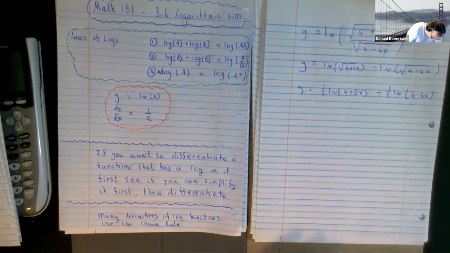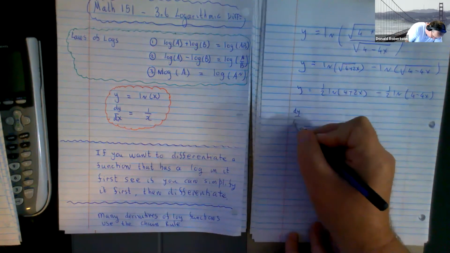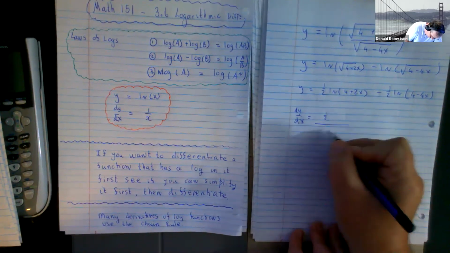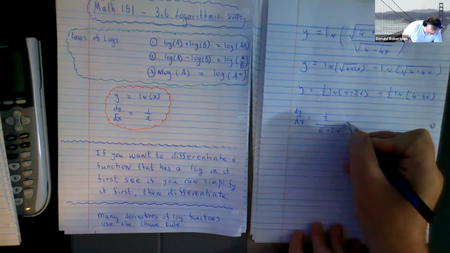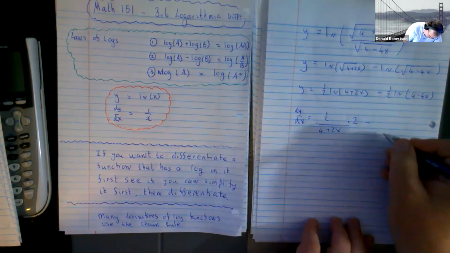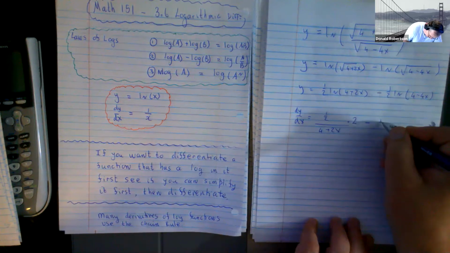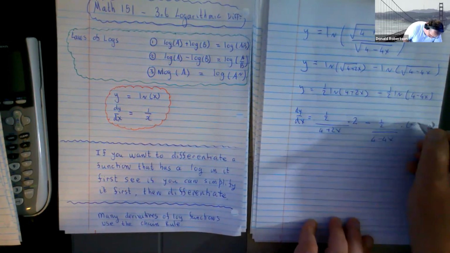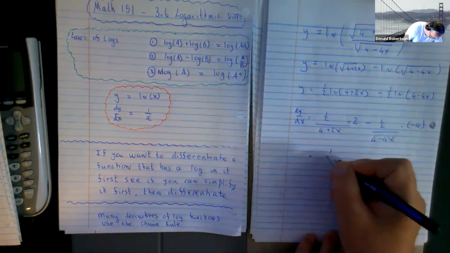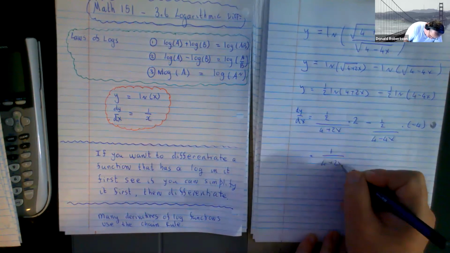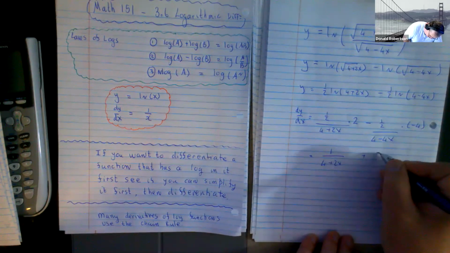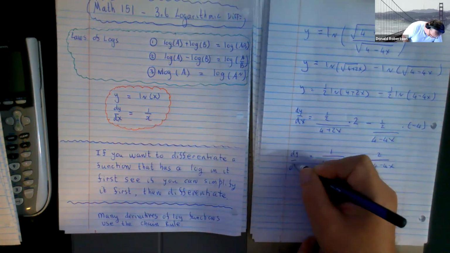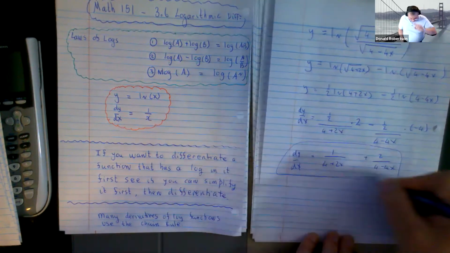So let's differentiate. Half a log of something gets you half over something times the derivative of that something. Take away a half log of something is a half over something times the derivative of that something. So you get 1 over this guy, 2 negatives make a plus, 2 over that guy. And we are done.